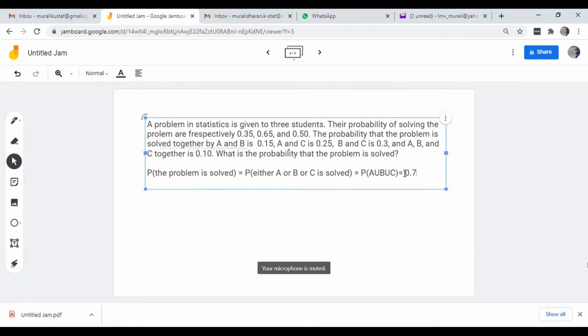Answer to this is P of A plus P of B plus P of A plus P of C minus this, etc. Complete it. 0.9. Okay, clear. Okay, that's fine.